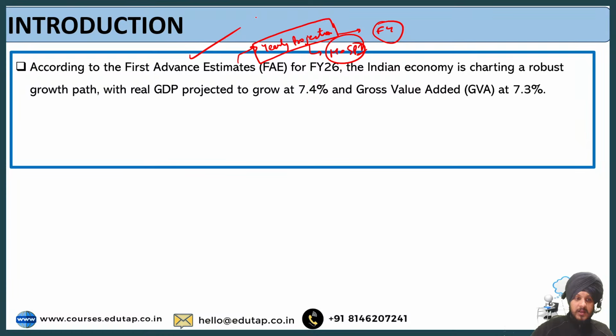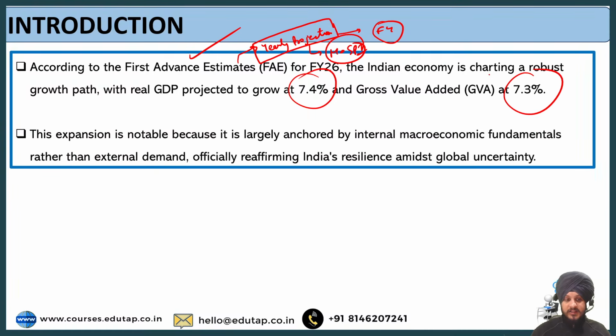If you talk about the first advanced estimates, the Indian economy is charting a robust growth path with real GDP projected at 7.4% and gross value addition at 7.3%. This expansion is notable because it is largely anchored by internal macroeconomic fundamentals rather than external demand, reaffirming India's resilience amidst global uncertainties.